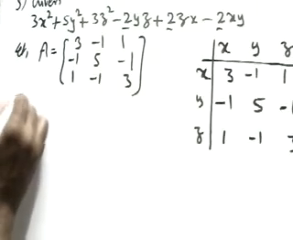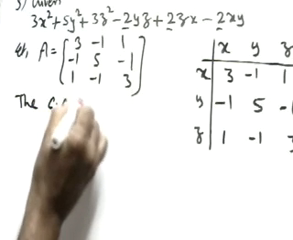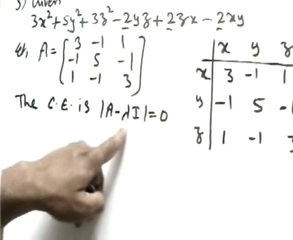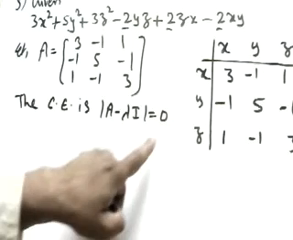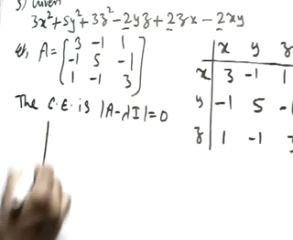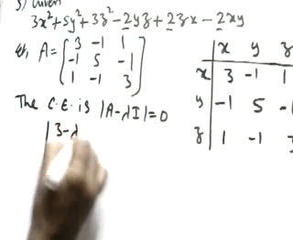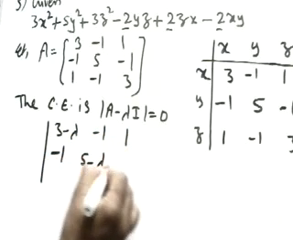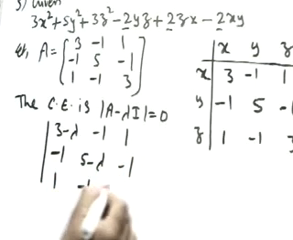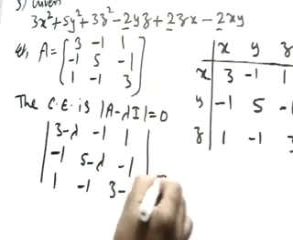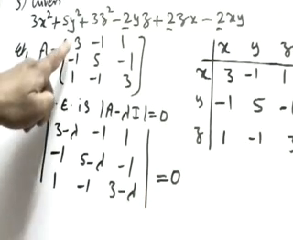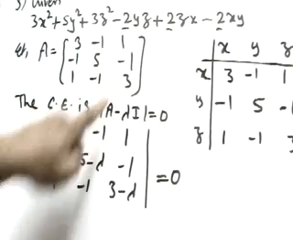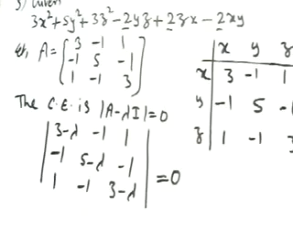Now step 2, we have to find the eigenvalues. For that we write the characteristic equation. The characteristic equation is, what is the formula? Mod of A minus lambda I equals 0. We already know how to change this. So let me write this one: 3 minus lambda, -1, 1, -1, 5 minus lambda, -1, 1, -1, 3 minus lambda equals 0. What we did with the diagonal elements is apply minus lambda: 3 minus lambda, 5 minus lambda, 3 minus lambda, the rest remaining as they are.